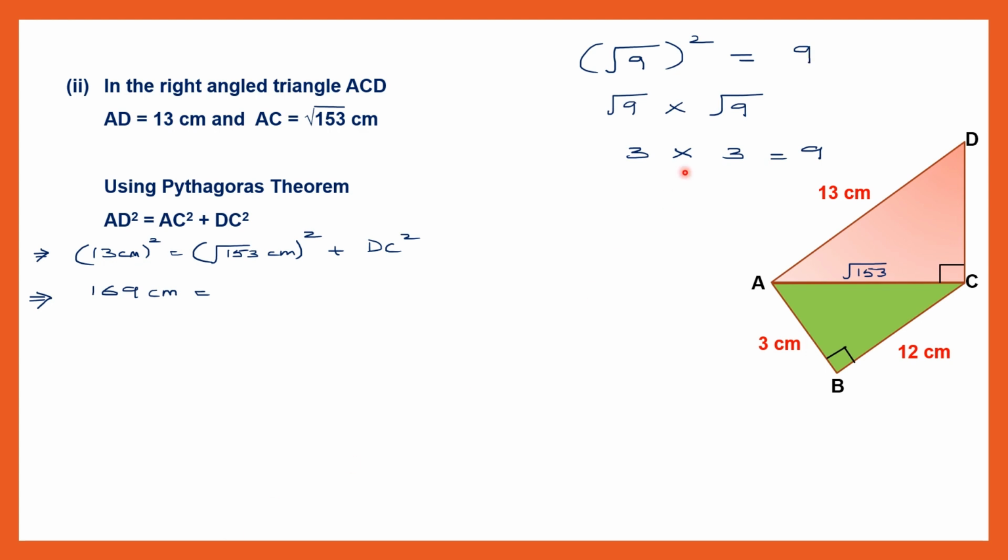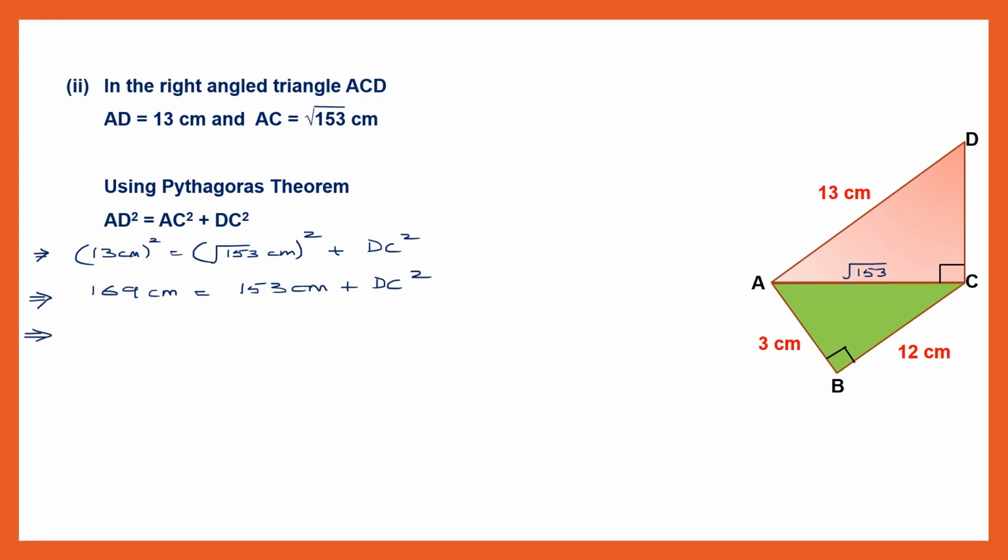Okay, so did you understand? So what did I do here? Square root of 9, the whole square means square root of 9 into square root of 9. And the square root of 9 is 3, so 3 threes are 9. So straight away, when you have the square root of a number which is squared again, the answer is that number. Similarly here, you have the square root of this number which is squared. So the answer will simply be 153. So this is 153 centimeters plus DC square.